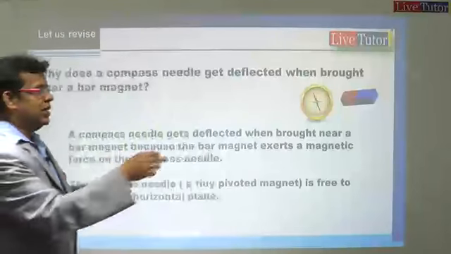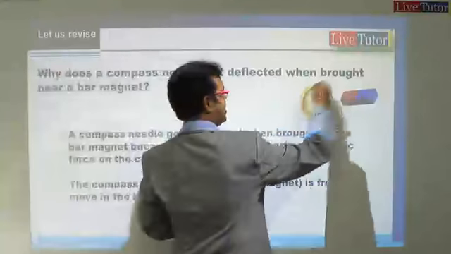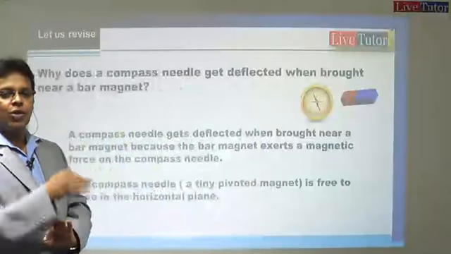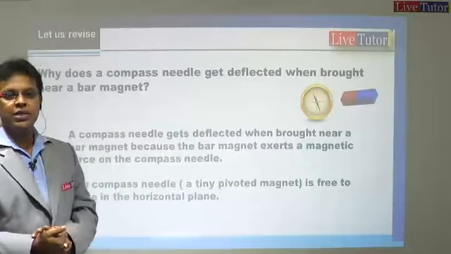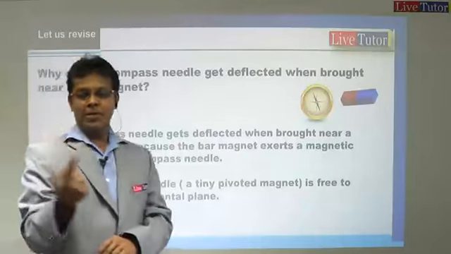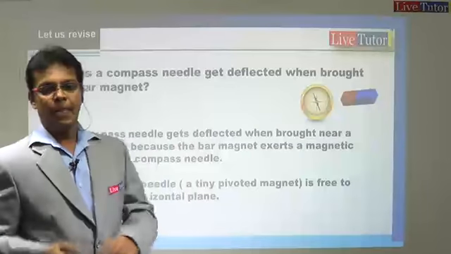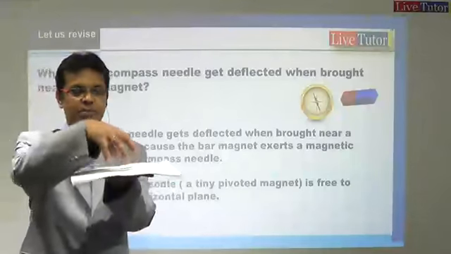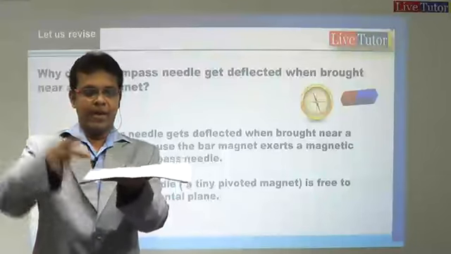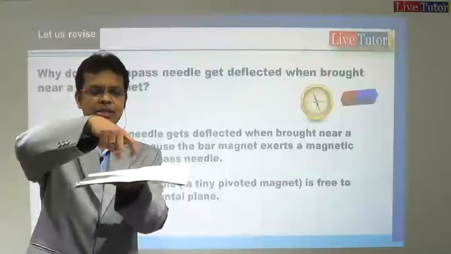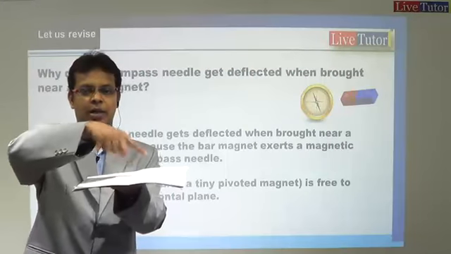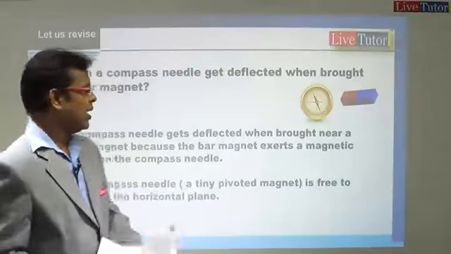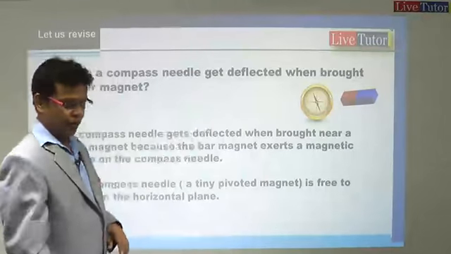So this bar magnet is exerting magnetic force on this compass, due to which the compass needle, which is pivoted on the horizontal plane, deflects. You know that if a magnetic compass is kept like this, it is called a horizontal plane, right? It is kept on that. This compass needle is free to rotate about 360 degrees. So that is the important point you have to note down.